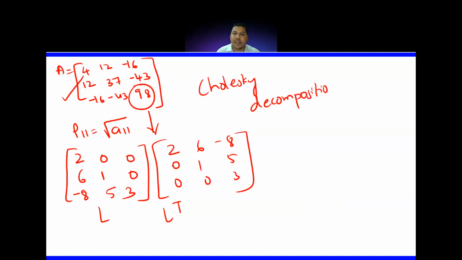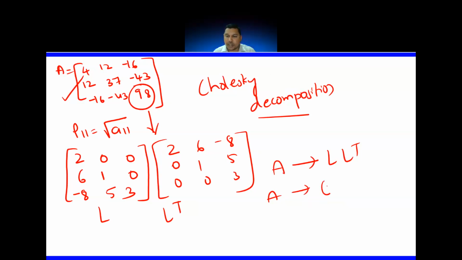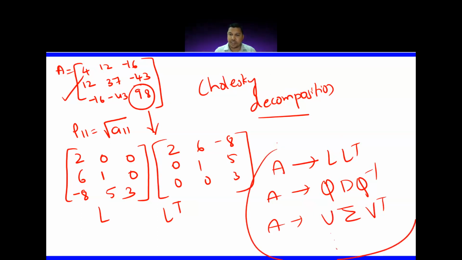I hope you understood. It's a simple way. There are multiple ways of representing a matrix in different forms. I can represent A as L L transpose. I can represent A as some Q D Q inverse. I can represent A as some U Σ V transpose. There are multiple ways. These are different decomposition techniques.